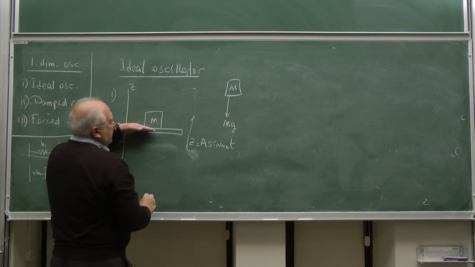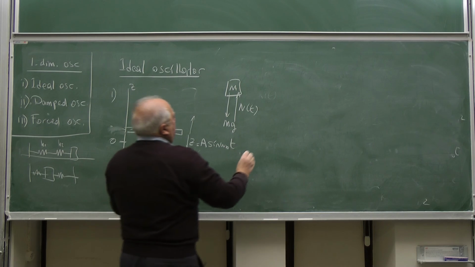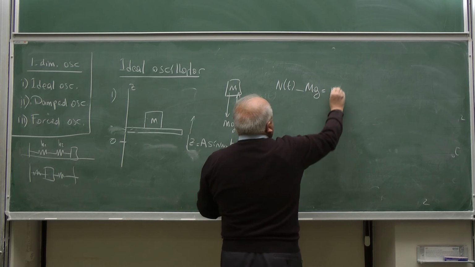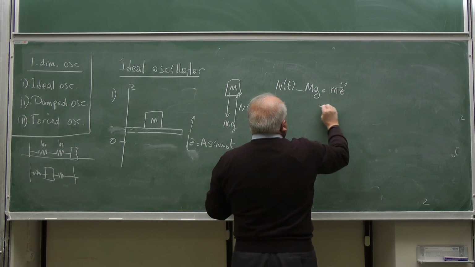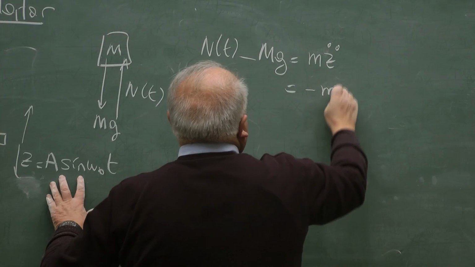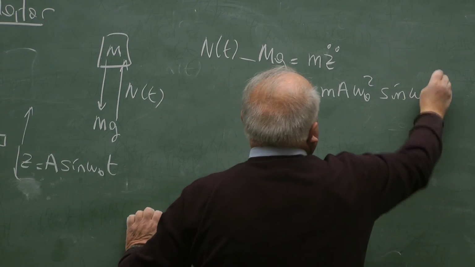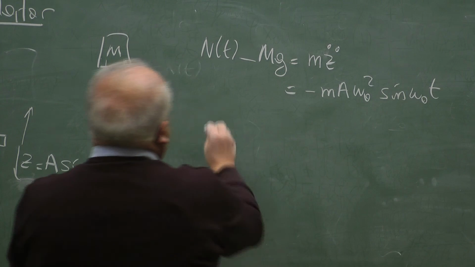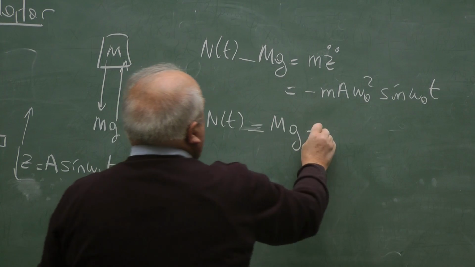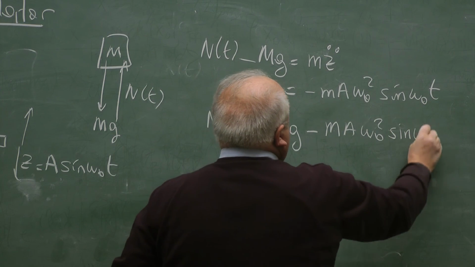And there is the reaction of the platform on the mass, n. This is n of t. So n of t minus mg is equal to mz double dot. So mz double dot is minus ma omega 0 square sine omega 0 t. Or n of t is equal to mg minus ma omega 0 square sine omega 0 t.